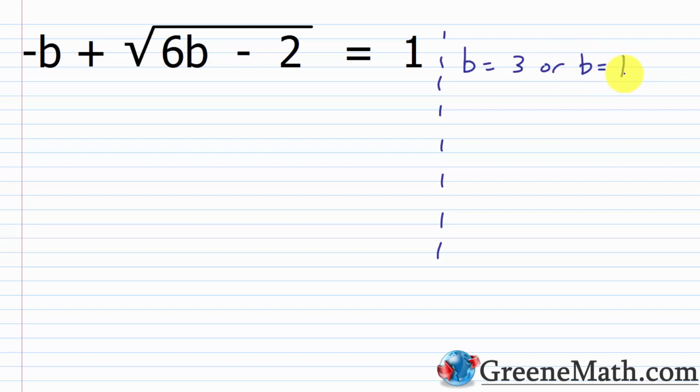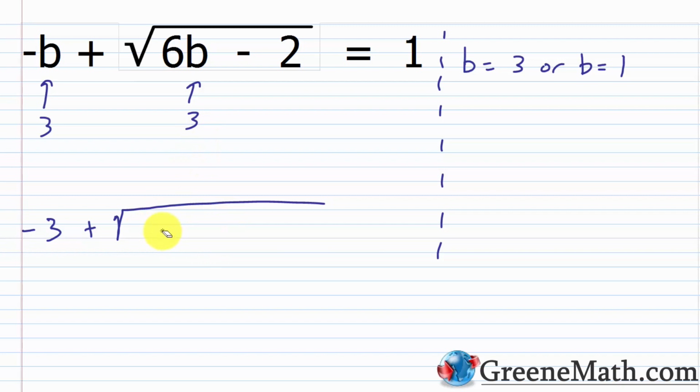All right, so let's start out with b equals 3. So let's plug in a 3 here and here and see if we get a true statement. So we would have -3 plus the square root of 6 times 3 is 18 minus 2. So we know we can just replace that with 16. And this should be equal to 1. Square root of 16 is 4. So I'd have -3 plus 4. That is 1. You get 1 equals 1. So yes, this is a valid solution.